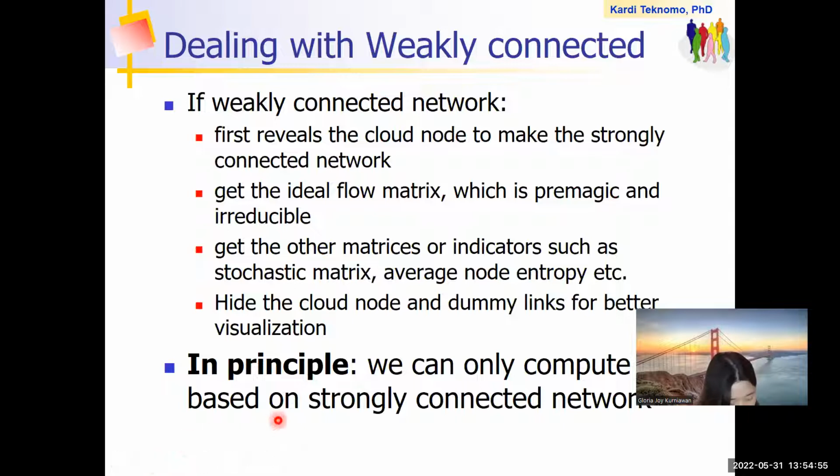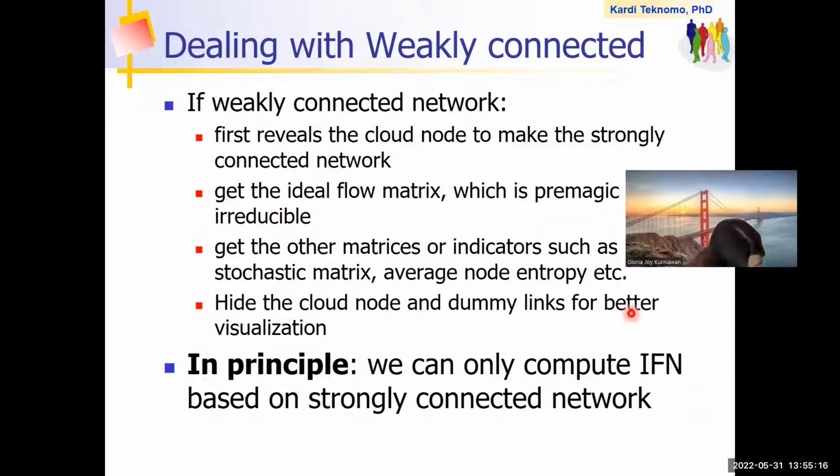So now here it is. If you have a weakly connected network, first reveal the cloud node to make a strongly connected network, and then you can get the ideal flow matrix. Then you can calculate everything else, and then you can hide that node. IFN can only be computed using a strongly connected network. I repeat this again and again.